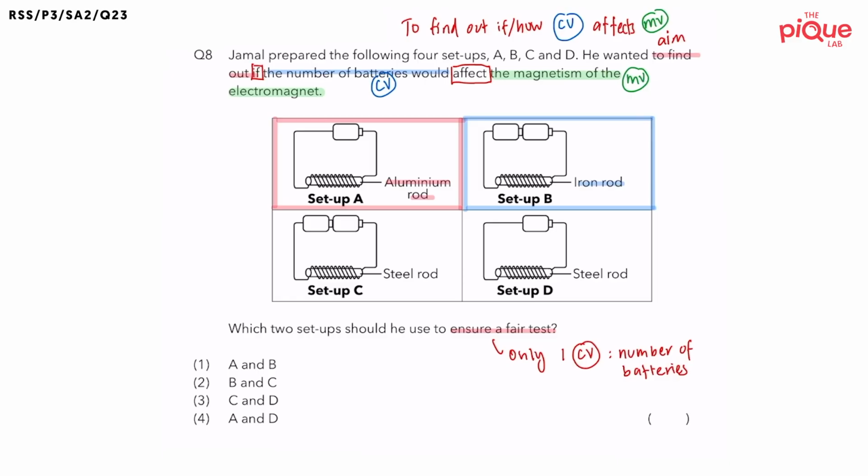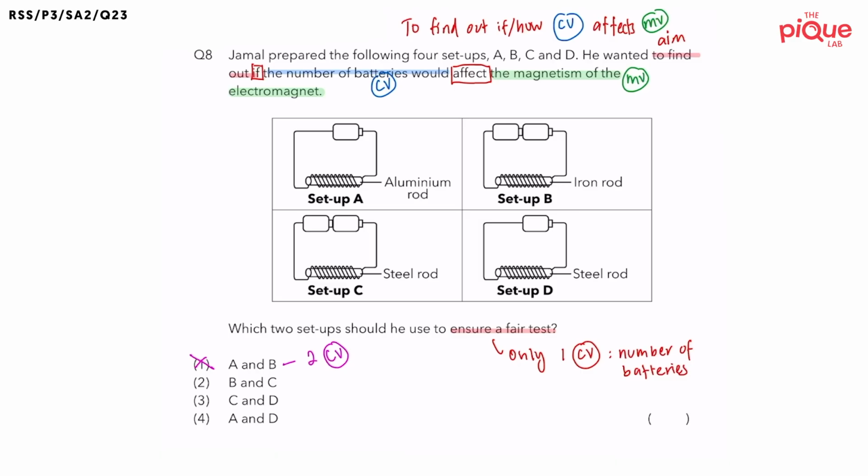Thus, how many change variables are there between these 2 setups? There are a total of 2 change variables. Hence, is this a fair test? No. In order to ensure a fair test, we need to ensure that there is only 1 change variable. Therefore, we cannot select option 1 as our answer, and I'm going to put a cross beside option 1.